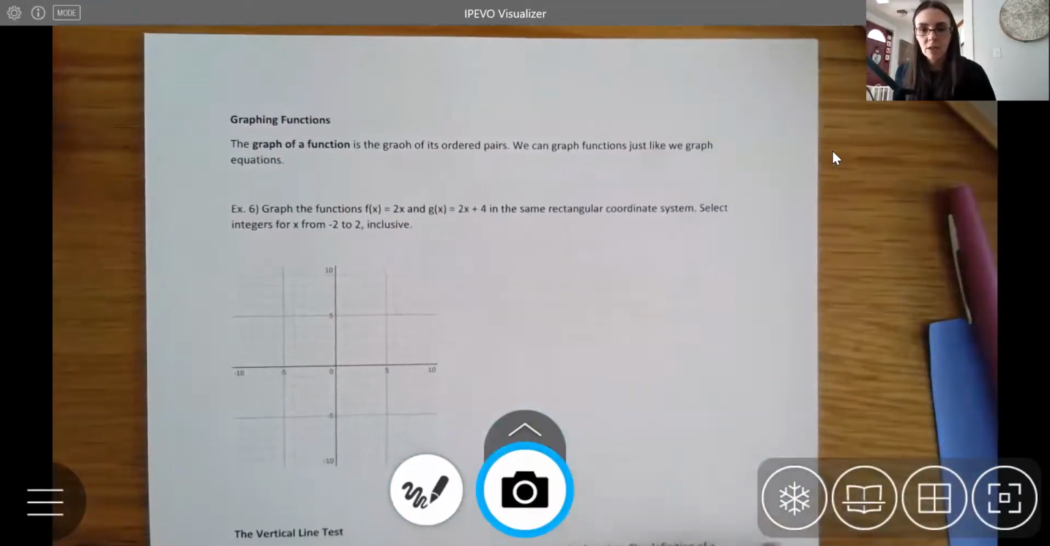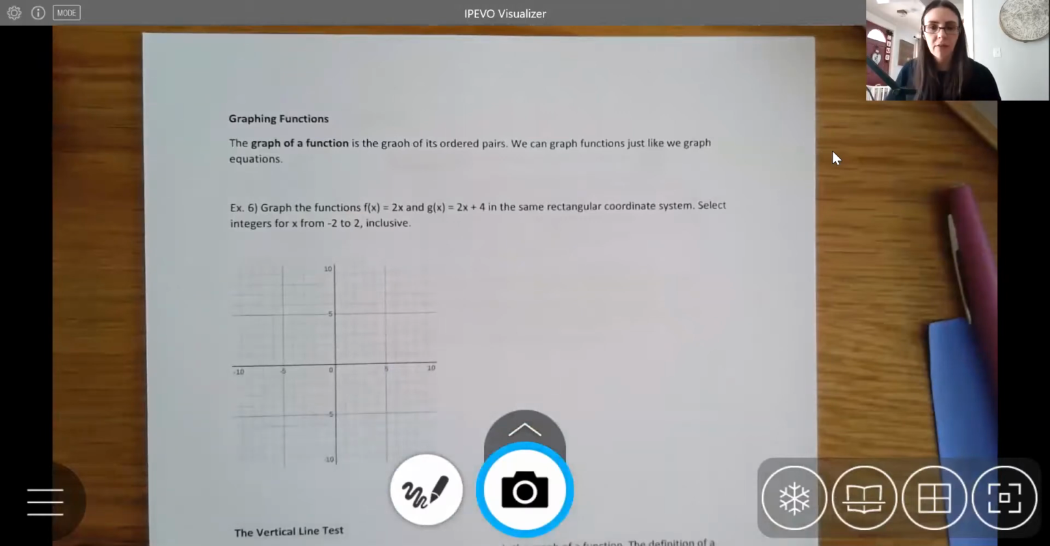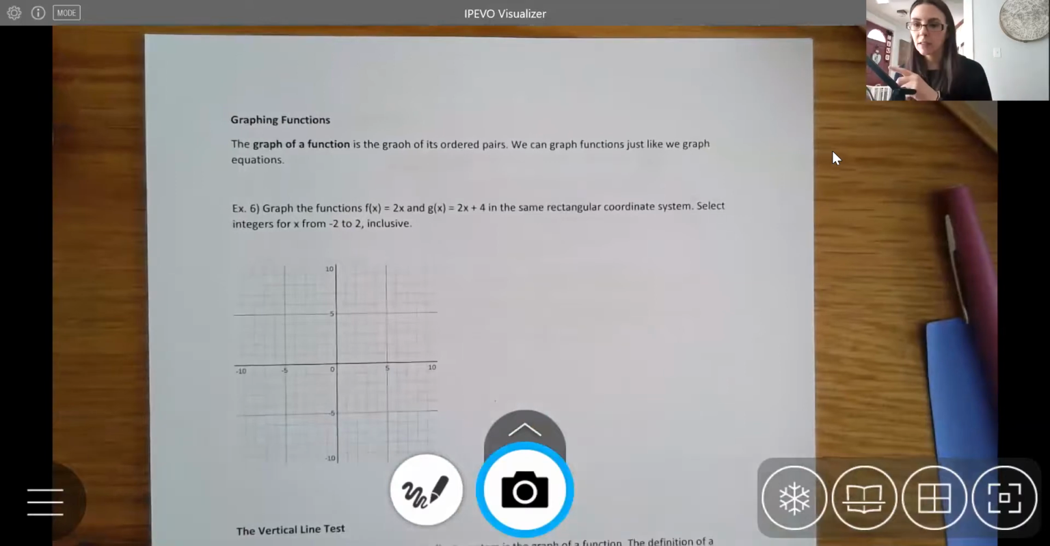Now we can graph functions, and I've kind of mentioned this already, the same way that we graph our regular equations. So I've already shown you how we can take that function notation and transfer it back to point notation. So we're just going to do a little bit more practice with that. So the graph of a function is the graph of its ordered pairs, and we can graph functions just like we graph equations. So let's graph these two functions on the same rectangular coordinate system.